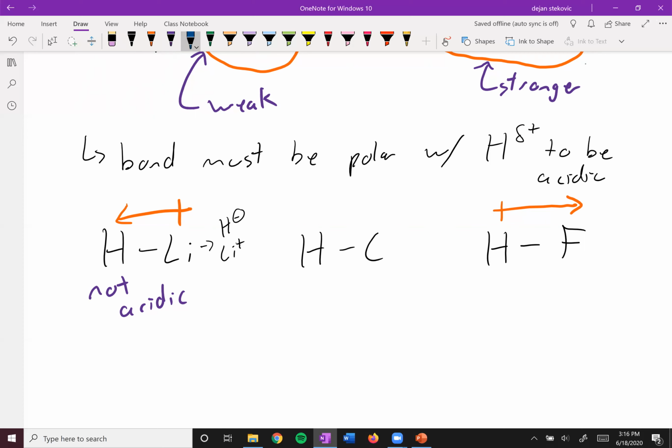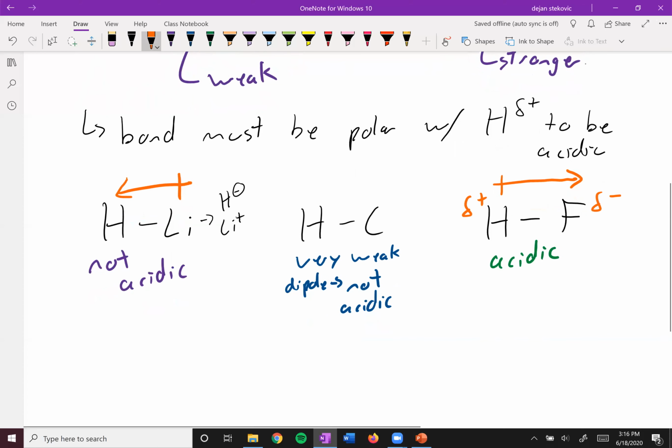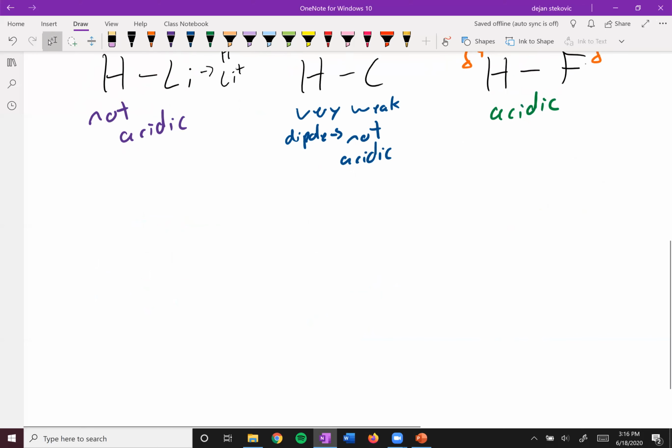In the center here, we have a very weak dipole. And so in general, this is not acidic. Which is good because most biological things are made out of CH bonds. So if these bonds were breaking and reforming all the time, that would spell big trouble for us. And then this bond here is acidic because we have this polarized bond. We have a partial positive hydrogen. And so you can think about partial positive, that's much closer to being actually positive and releasing an H plus.